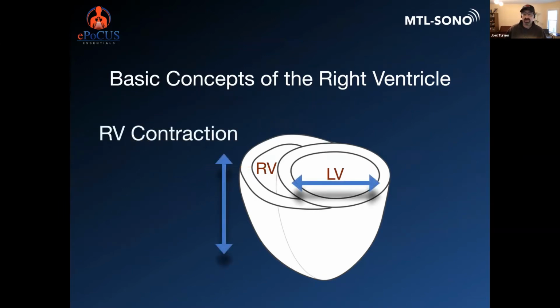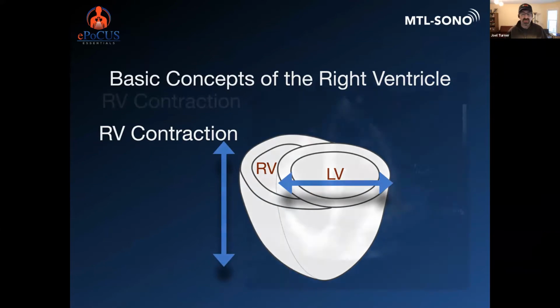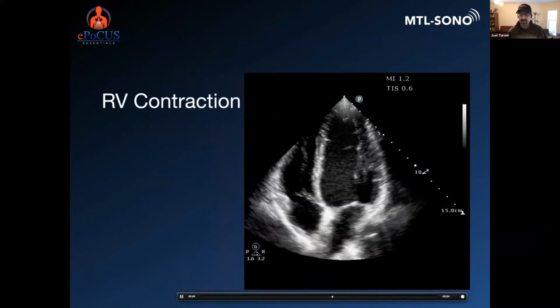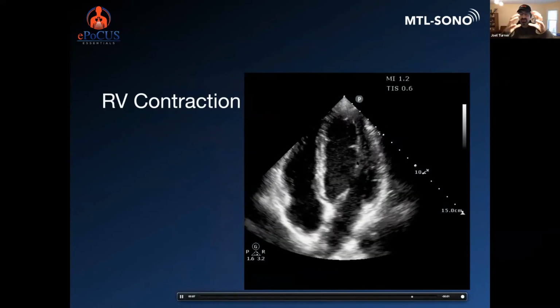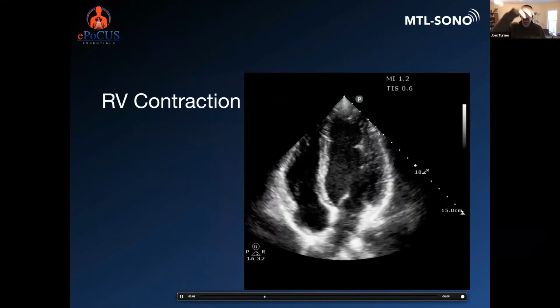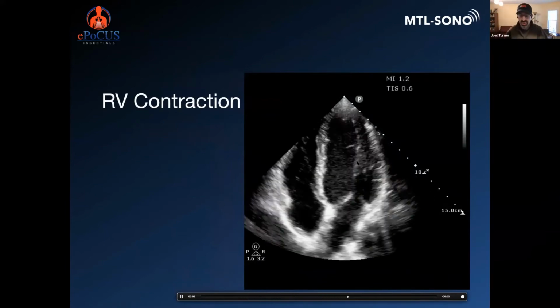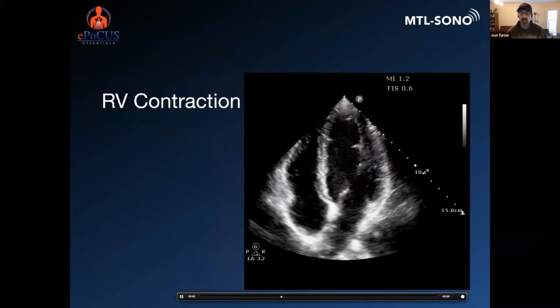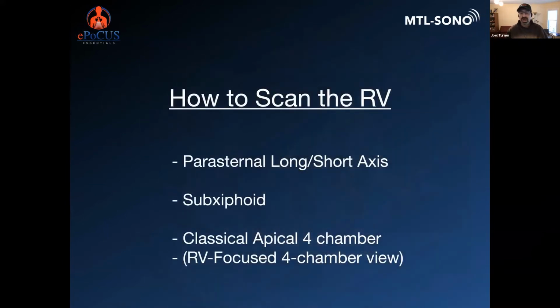The other thing you'll also realize, and I'll show you a video, is that the left ventricle contracts in a sort of back and forth motion, whereas the right ventricle primarily contracts in an up and down motion. So when you do a 4-chamber view, you'll notice that the left ventricle is contracting inwards, back and forth between the sides, whereas the right ventricle is doing a lot of this up and down motion. We have to assess that motion as part of our assessment of overall RV function.